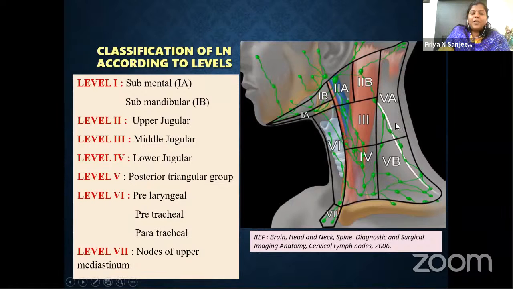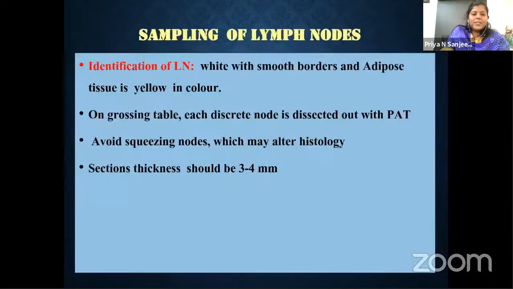Level 5 group of lymph nodes are a posterior triangular group, and the drainage is from the posterior scalp and the neck region. Level 6 is the central compartment, which are pre-laryngeal, pre-tracheal, and paratracheal. And group 7 is not part of the head and neck group of lymph nodes. For completion's sake, it is included. They are the nodes of the upper mediastinum. So once we understand the type of specimen and the levels of lymph nodes involved, next comes the sampling of the lymph nodes.